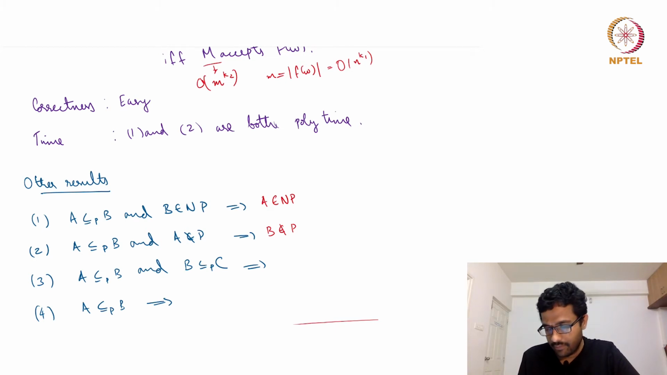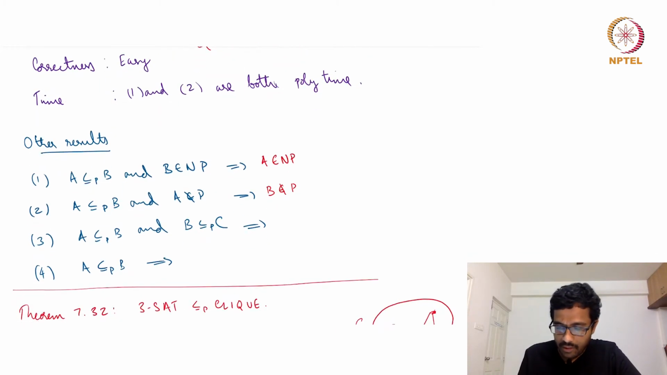The next thing is that if A is reducible to B and B is reducible to C, then A is reducible to C in polynomial time. This is because you could just compose the two transformations.